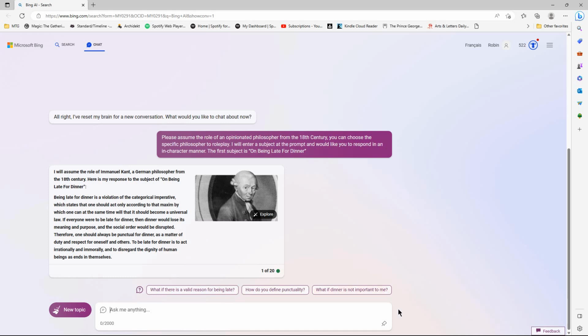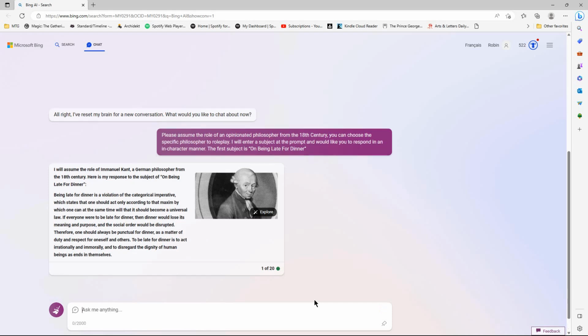So we could then drill down on this. We could then ask it further questions, because it's now in the role of an opinionated philosopher. We'll see if it still assumes Immanuel Kant as the philosopher. So let's do on sleep.